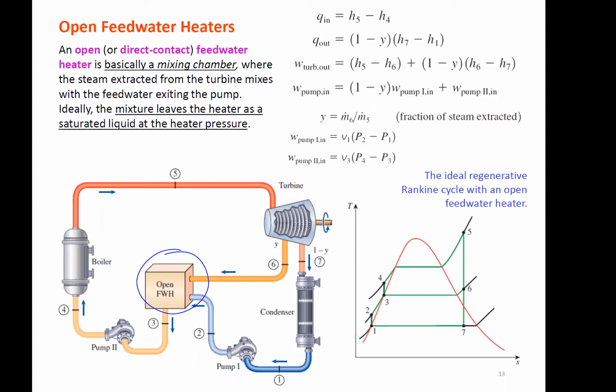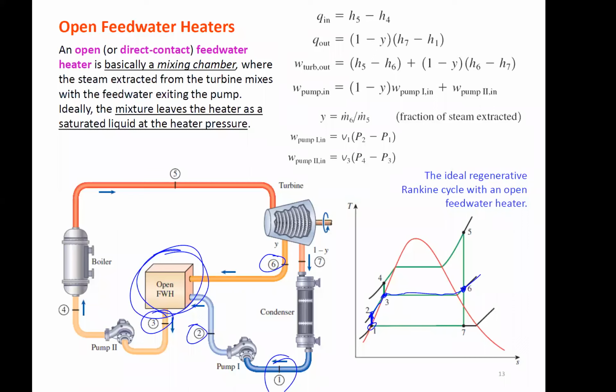We start at 1, which is the inlet to a pump, so it has a quality of 0. Isentropically compress it through the pump to the feed water heater's pressure. Since it's an open feed water heater, the fluids are all open and mixing, so the pressures at 6, 2, and 1 all have to be the same. There's nothing modifying the pressures. So 2, 3, and 6 are all on that same pressure line.